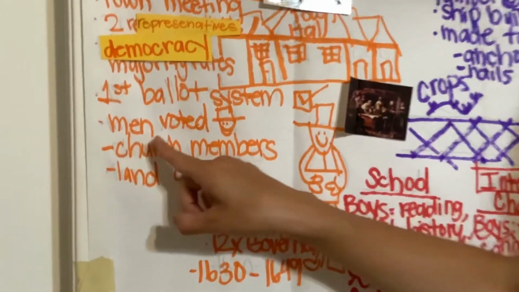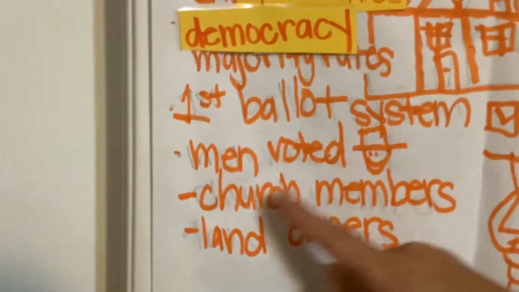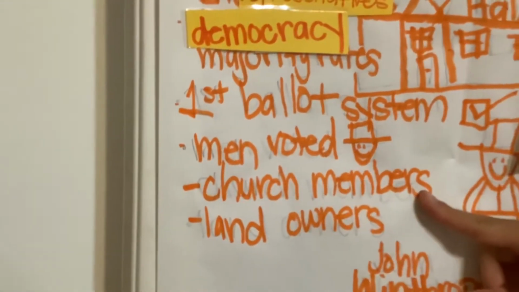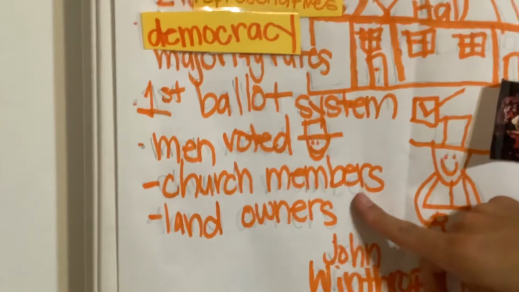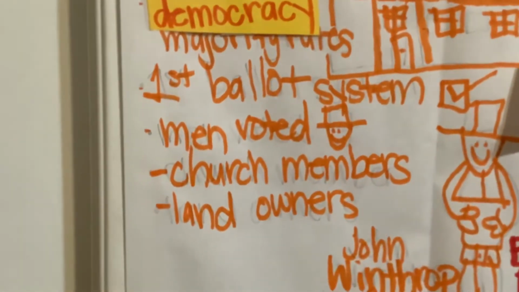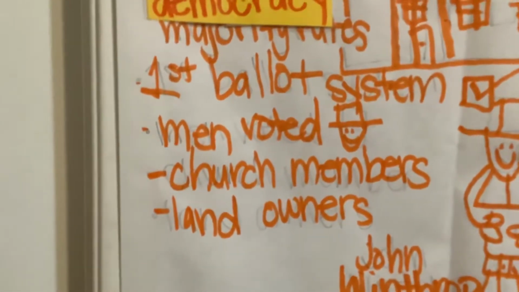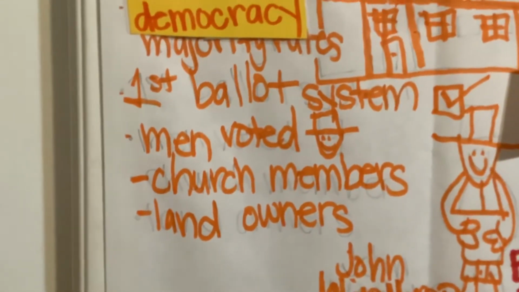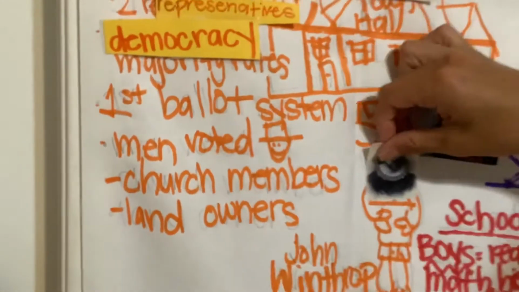Read this with me. Men voted. But the men who voted had to be church members. Read this with me. Church members and landowners. Read that with me. Landowners. The governor of the Massachusetts Bay Colony was John Winthrop.